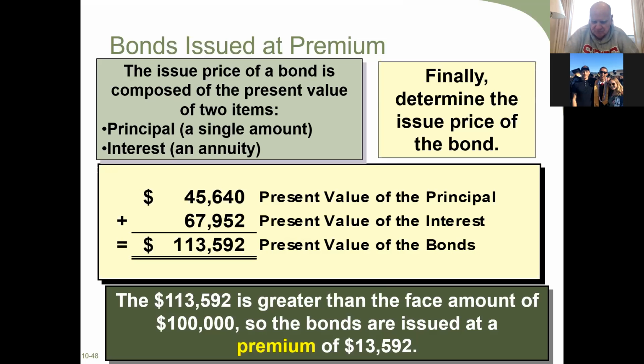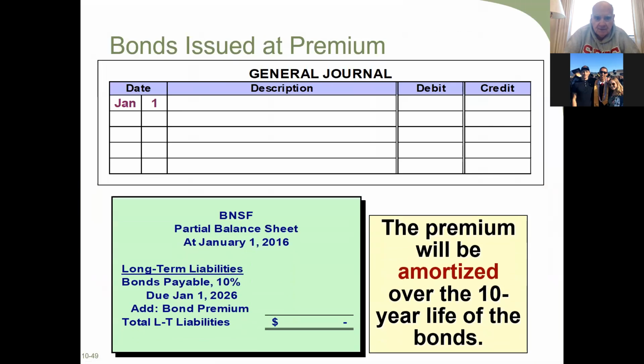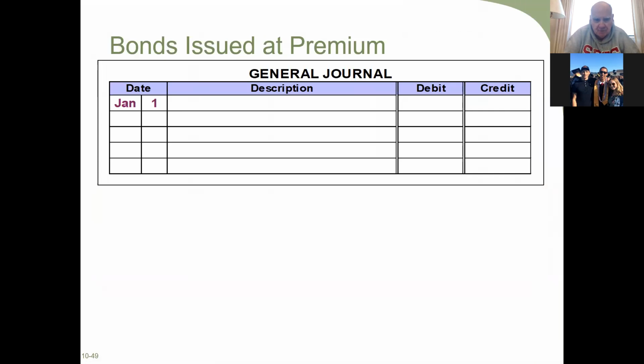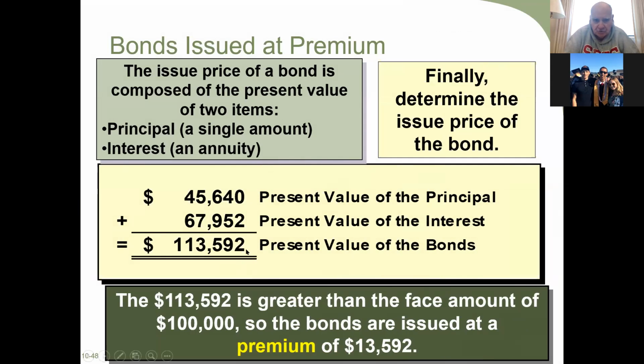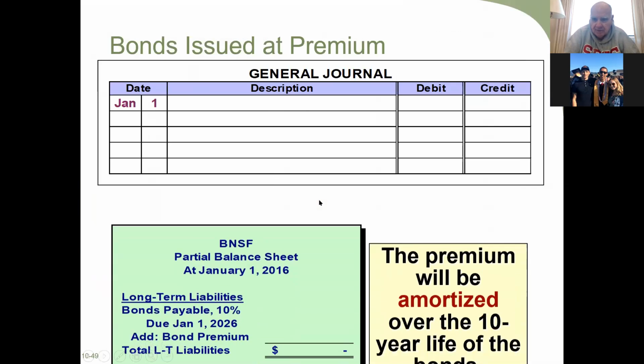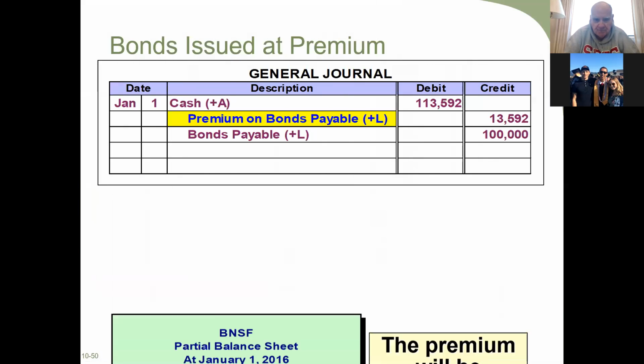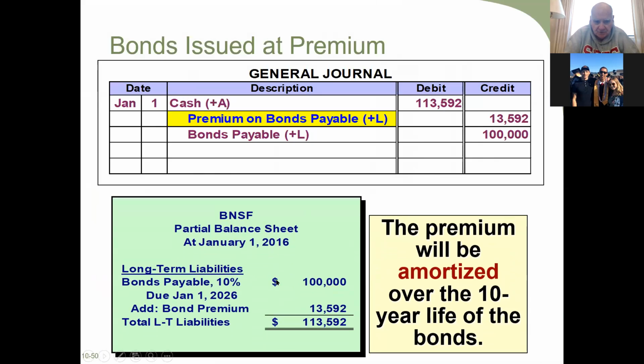Again, these differences of 2%, whatever, they're really huge compared to normal business, but this is the way it has to be taught. So our journal entry is going to be what? It's going to be a debit to cash. It's going to be a credit to bonds payable for 100. And here's the presentation. 100,000 bond payable plus the premium. So the net book value at the beginning is 113,592.